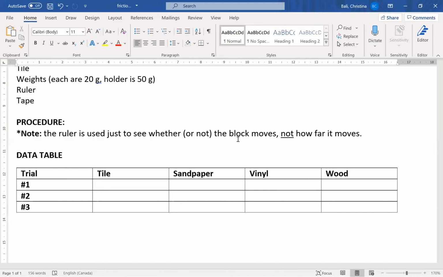So again, I will also post some other examples of other teachers and students testing for friction in the lab. They may have not done it the same way I did, but at least it will give you some ideas as to what you might want to do as well. Okay? Thank you and take care.